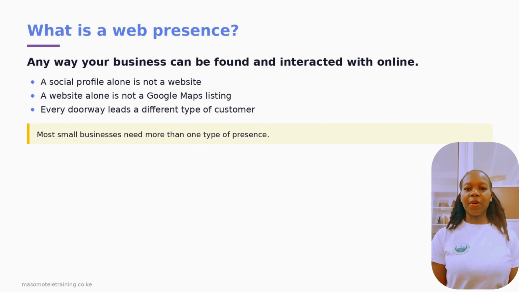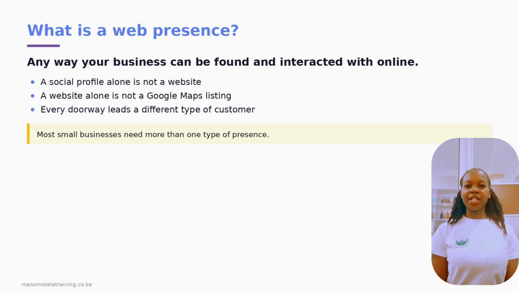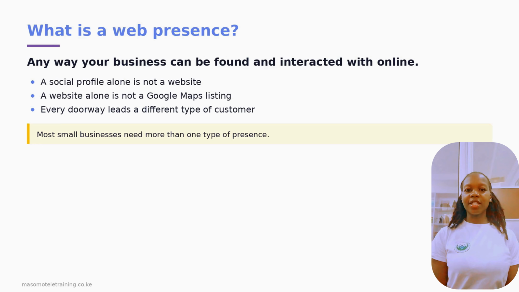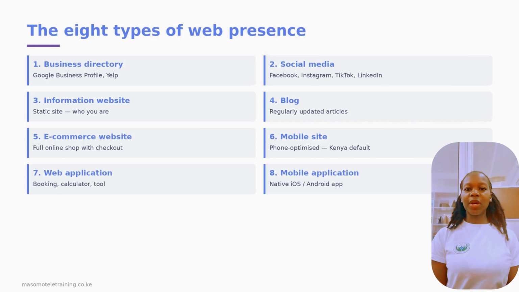A social profile alone is not a substitute for a proper website, and a website alone is not a substitute for being findable on Google Maps. Think of your web presence as a set of doorways. Every doorway leads a different type of customer to you. There are 8 main types of web presence you should know.